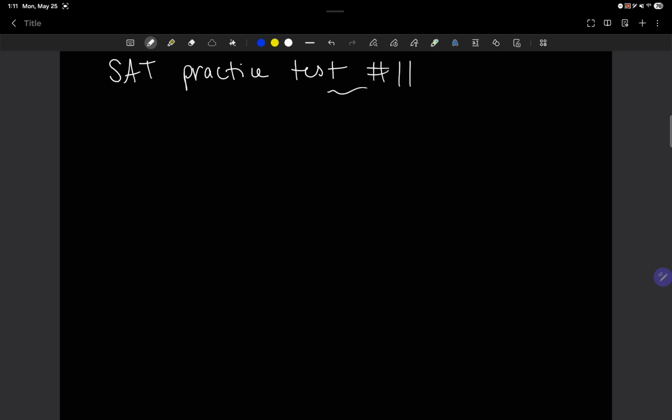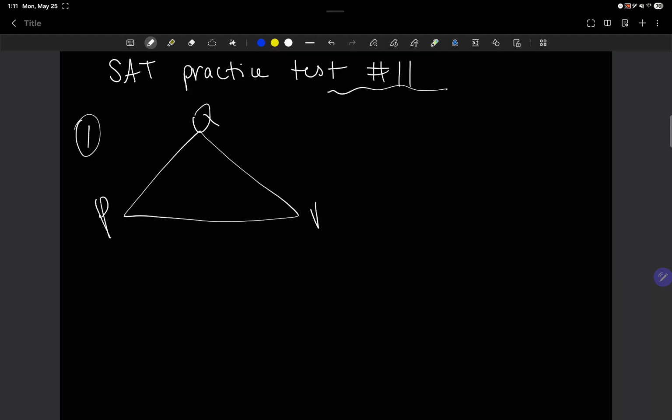So this is from Bundle 11 on the College Board site. So let's look at this first one. I'm just going to draw what's given. We have a nice little triangle here, P, Q, R. And we have 24 degrees, 132 degrees, and X degrees. Figures not drawn to scale. In the triangle, PQ is the same as QR. What is the value of X?